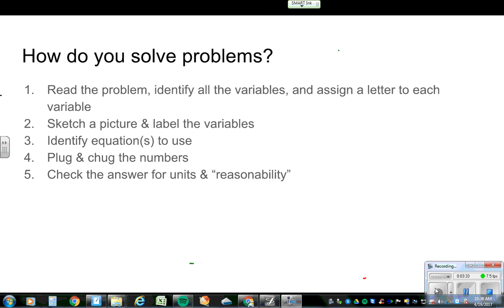To solve any physics problem, you should read the problem, identify the variables, and assign a letter to each variable. Make a sketch of the situation and label all the variables in the sketch. Identify your equations to use to solve the problem. Plug and chug the numbers, and then check your answer for reasonability.